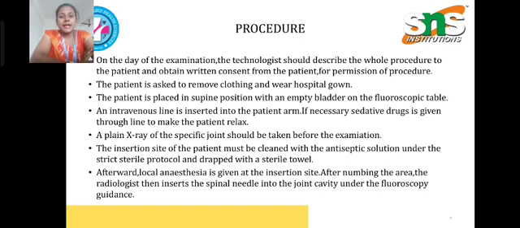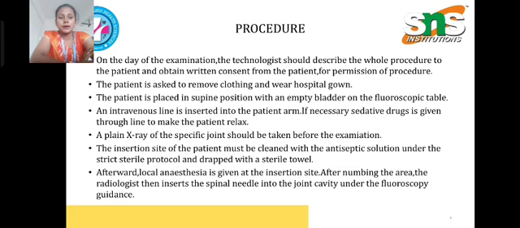After that, a plain X-ray of the specific joint is taken. For example, if the patient has inflammation or pain in the shoulder joint, we are going to visualize the shoulder joint. A plain X-ray of that joint is taken, and after that the insertion site at the shoulder joint is cleaned with antiseptic solution under sterile protocol and draped with a sterile towel. Afterward, local anesthesia is given at the insertion site.